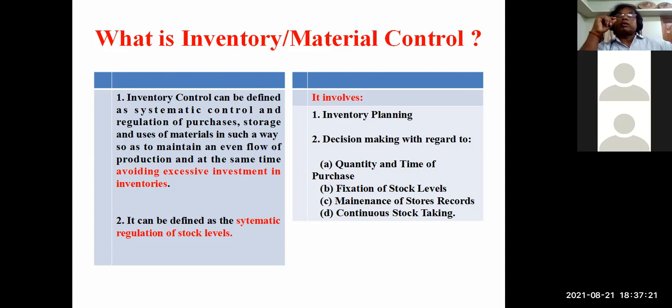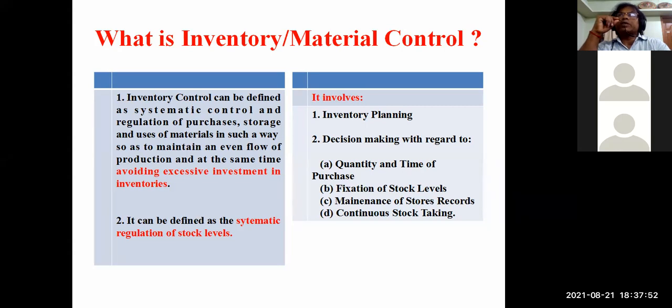Continuous stock taking. What is continuous stock taking? This is a concept: regularly you have to not only maintain your record, not only purchase and store, but you have to keep on verifying your stocks continuously, whether they are as per record or not. There is a record, fine, but you have to take your record in hand and measure the quantity physically.